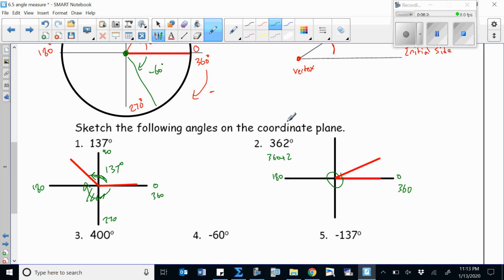So to sketch this angle, I draw the initial side, make 360 and 2 more, and then this is my terminal side. And I should never forget about the direction, to show that you have moved from here, made a whole circle, and then went a little bit after that. So this is 362 degrees.